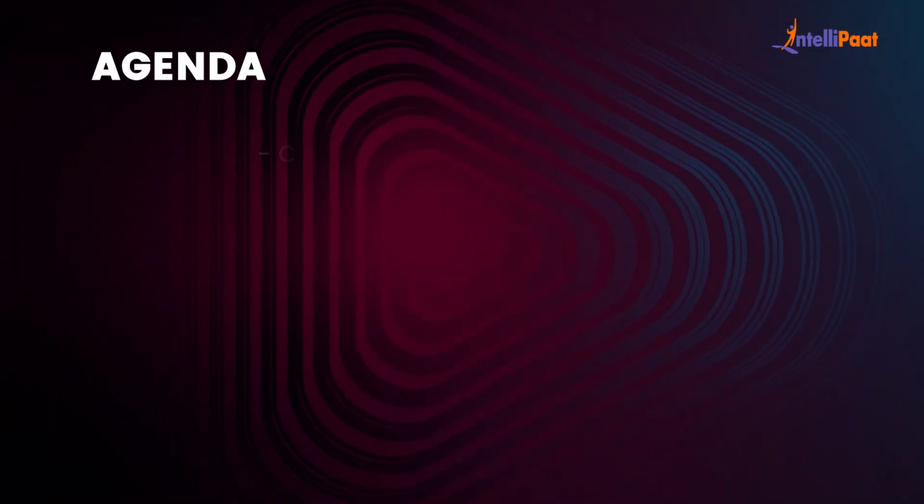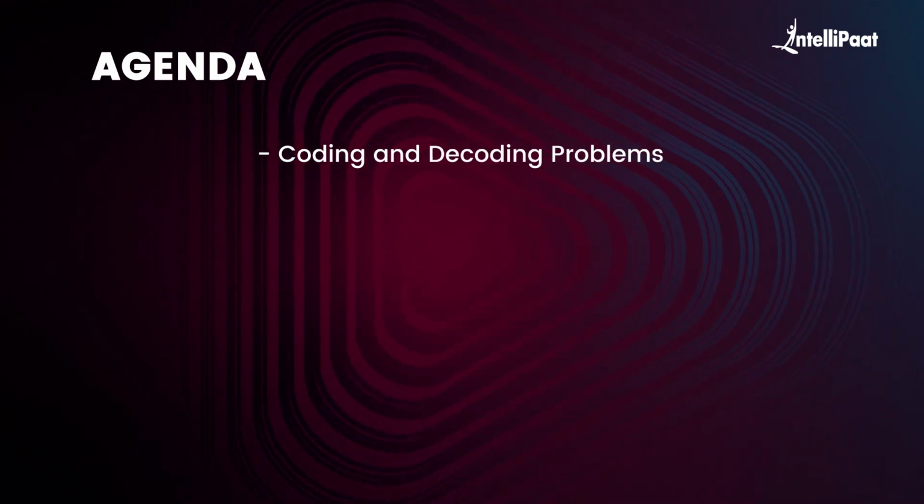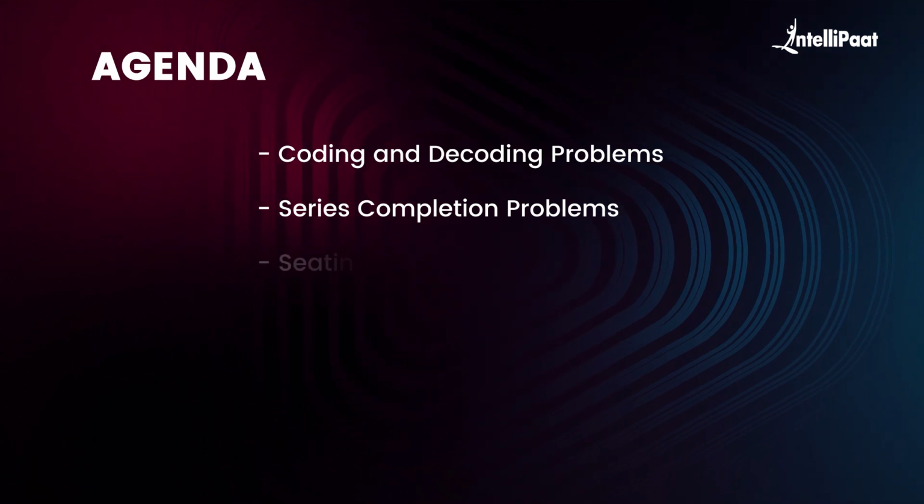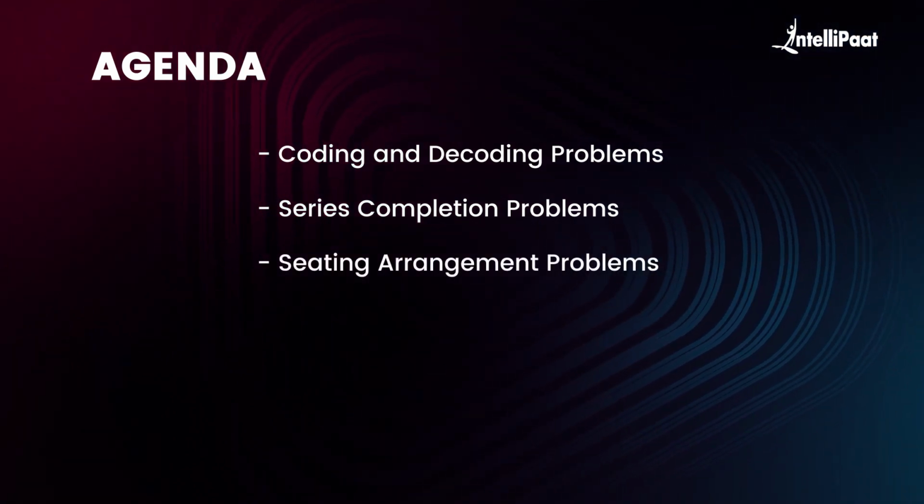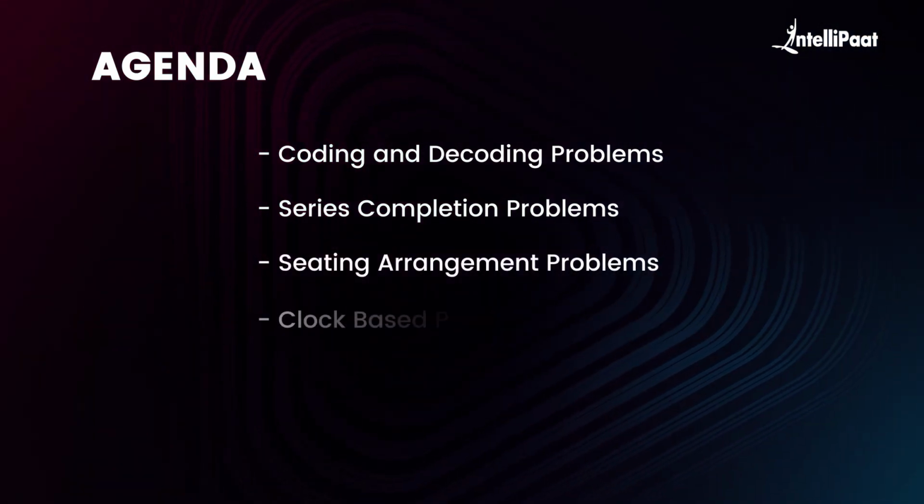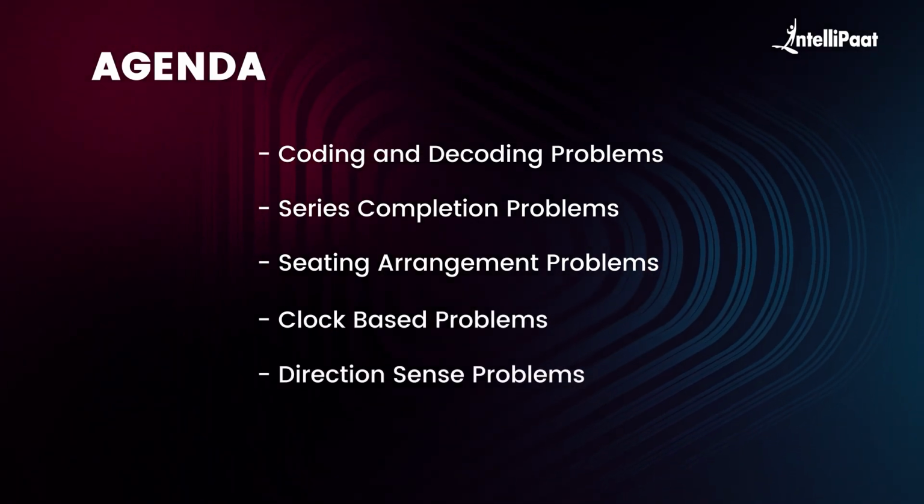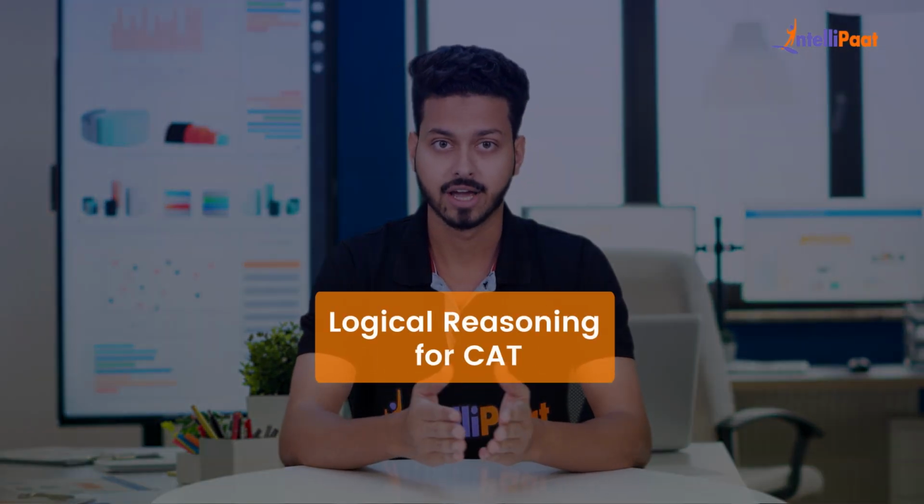Now, let's see our today's agenda. We will start with coding and decoding problems. Then we will see some series completion problems. After that, we will look into the seating arrangement problems. Later on, we will cover some clock based problems. And lastly, we will look at some direction sense problems. And with this, we will conclude today's video on logical reasoning for CAT. I hope I have made myself clear with the agenda for today's video.